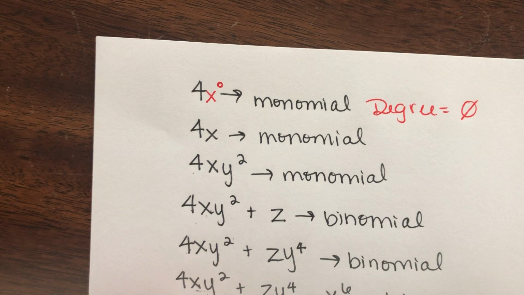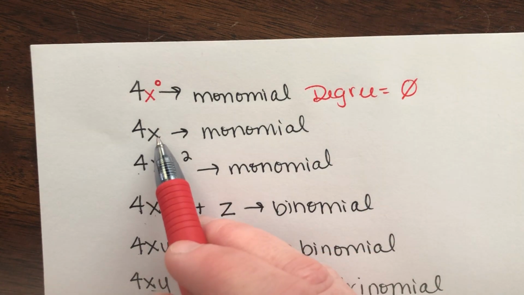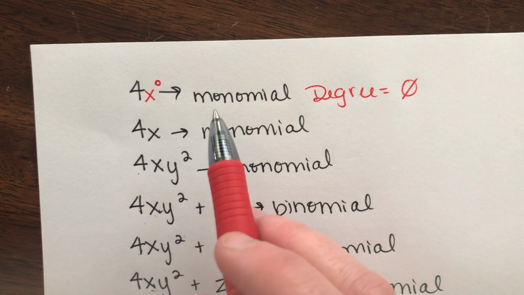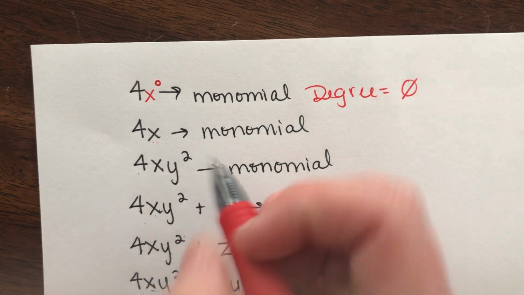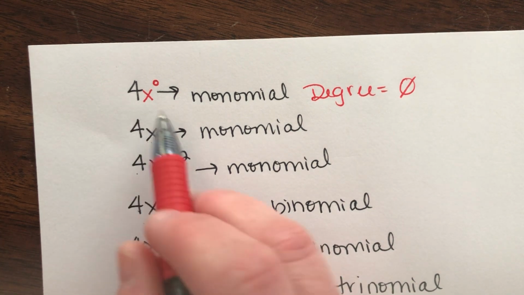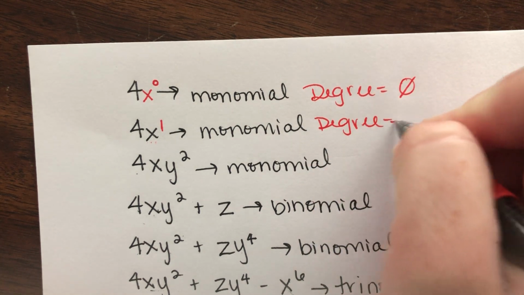So basically, when you have no variables, the degree is 0, okay? Here we have a variable. We don't see an exponent, so we know that it's a 1, and we don't have to write the 1 when that's the exponent. So the highest exponent of any variable in this term is 1. So here the degree is 1.